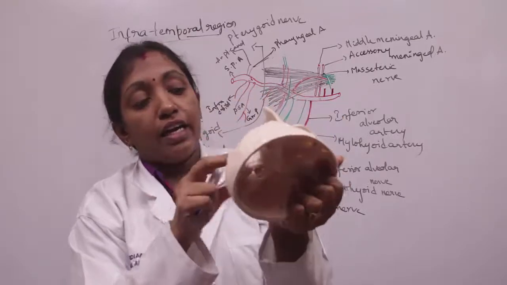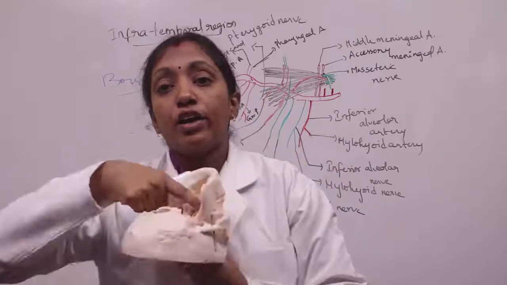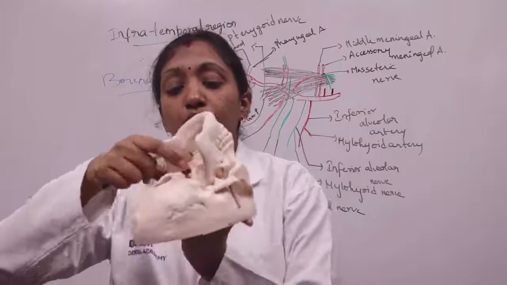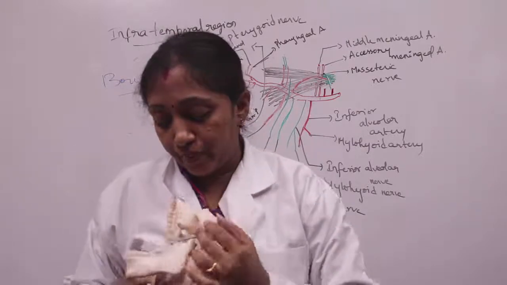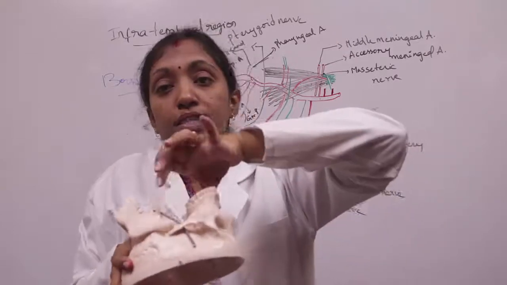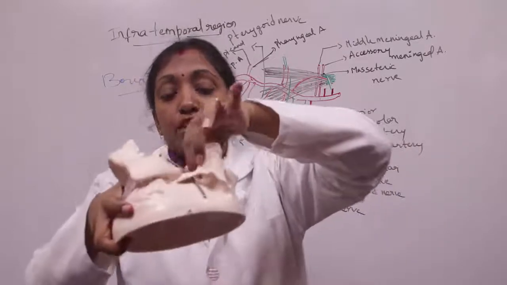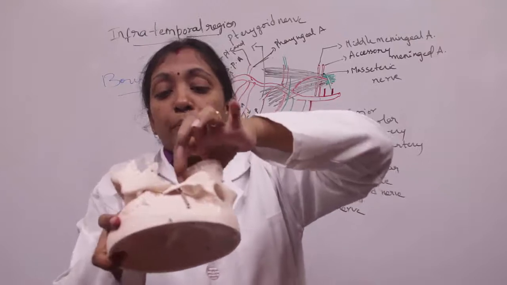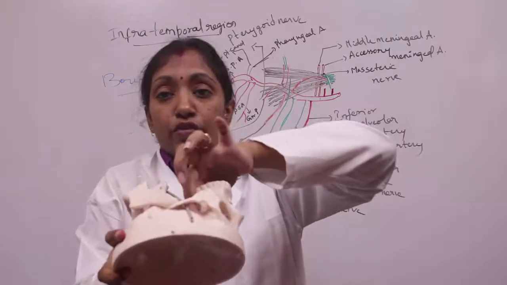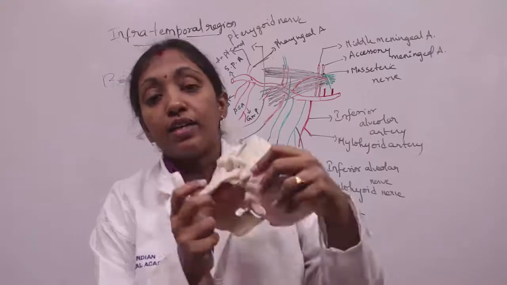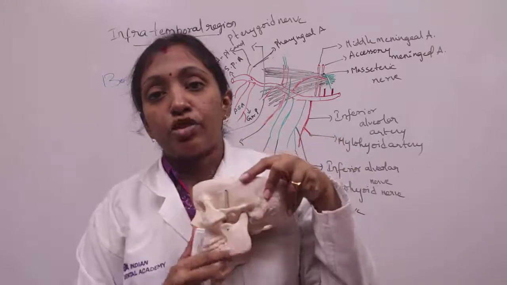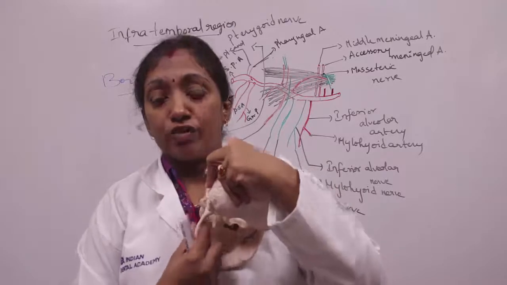So here is the lateral pterygoid plate, which we can see here. So the medial boundary is the lateral surface of the lateral pterygoid plate, and laterally it is bounded by the ramus of the mandible. This is the ramus of the mandible.